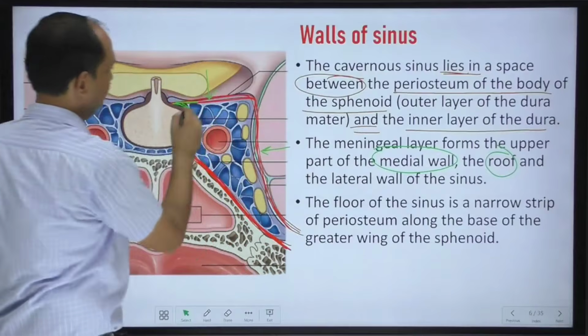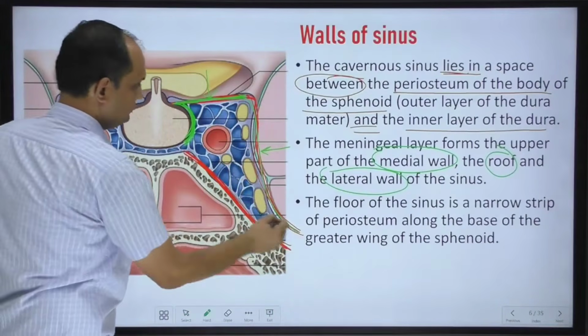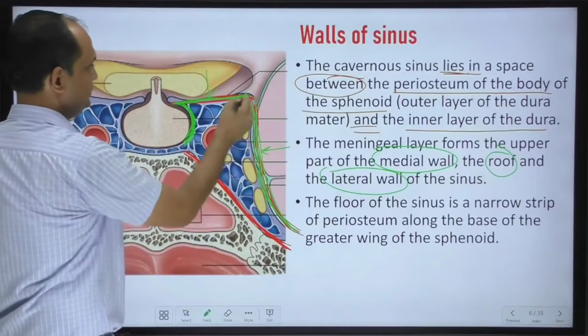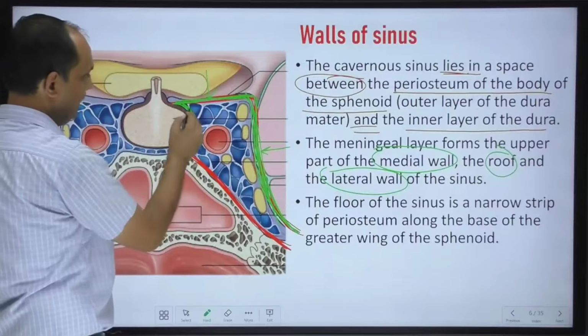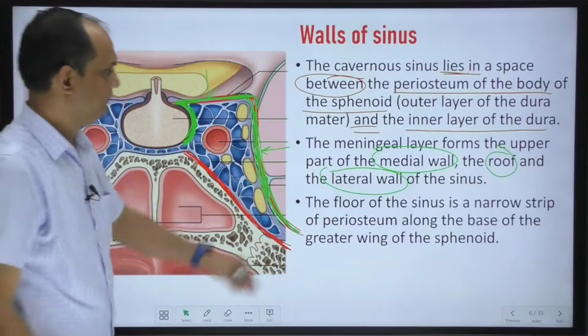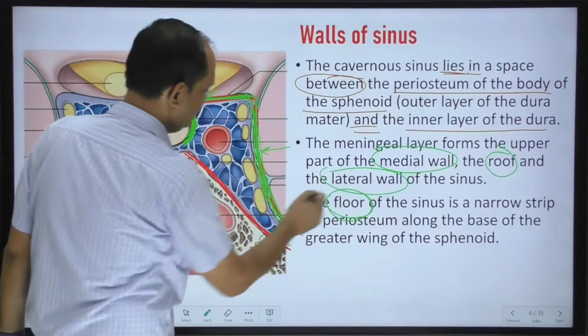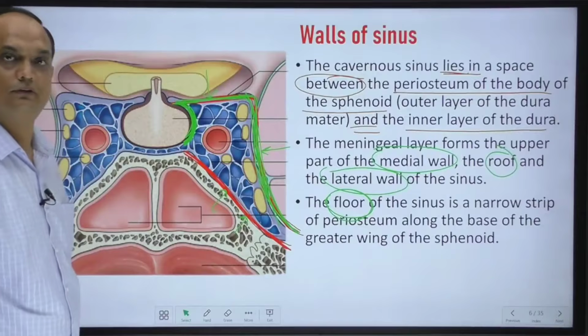So this is the roof and it is forming the lateral wall. So this is the lateral wall. So these are the three contributions of your meningeal layer: the lateral wall, roof, and a small portion of the medial wall. Then you will see the floor. The floor of the sinus is formed by this layer, which is nothing but the periosteum of your sphenoid bone.